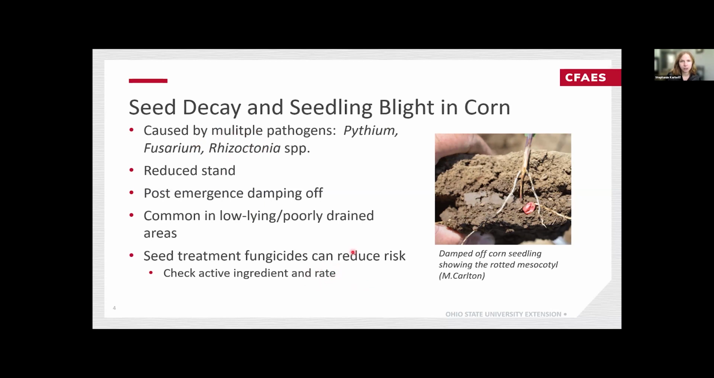So if we know we have a high history of seedling disease, we may want to look into that label and see if we can increase our rate and still stay on label to get better control from those seedling diseases with that seed treatment.